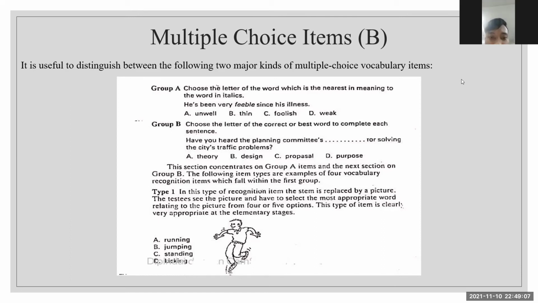This section concentrates on group A items and the next section on group B. The following item types are examples of four vocabulary recognition items which fall within the first group. Type 1: in this type of recognition item, the stem is replaced by a picture, with 4 or 5 options. This type of item is clearly very appropriate at the elementary stage.